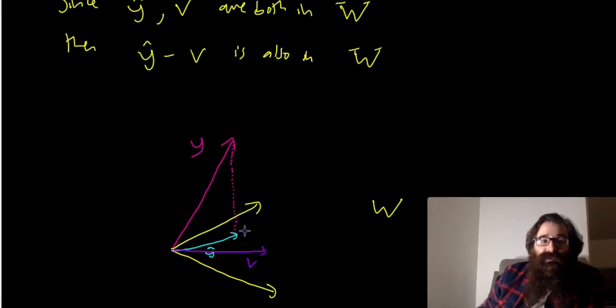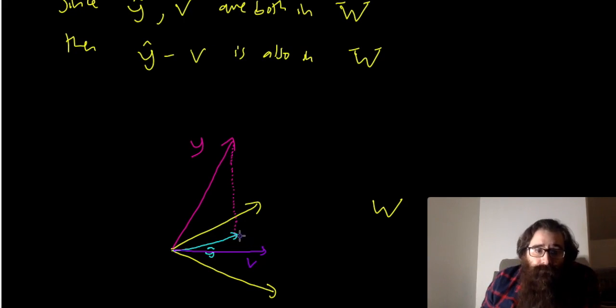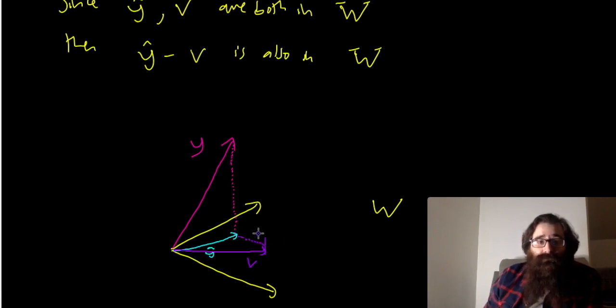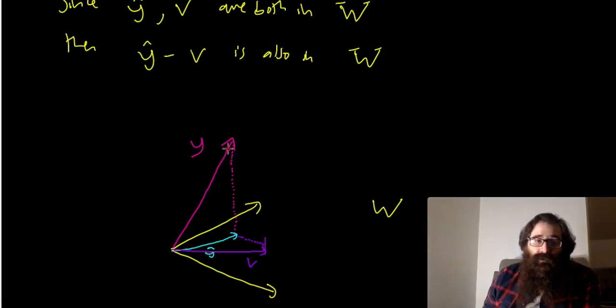And then if I find their difference, y hat minus v, I can connect them. I'll just stick with the purple and do a dotted line. This dotted line would be y hat minus v, which is in W. But there's one other part that I can draw in here, in red: the difference between y and v. I'll draw that in as a solid vector so it's not too difficult to see. So this would be y minus v. And this here is y hat minus v, and this is y minus y hat.